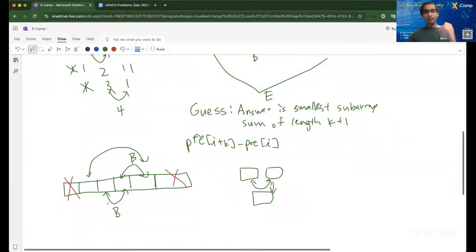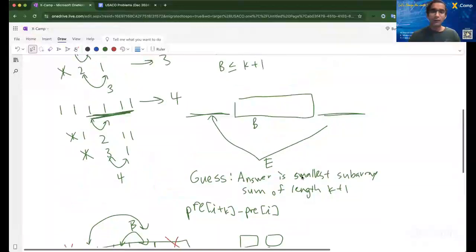Yeah, any questions? So essentially, Bessie picks the center in the beginning, and then whatever Elsie does, if Elsie picks the left, it forces Bessie to pick the right, because Bessie doesn't want Elsie to have the big block. And then if Elsie picks the right, then Bessie will pick the left. Yeah. So basically, Elsie can force any subarray of length k plus 1 to be picked.